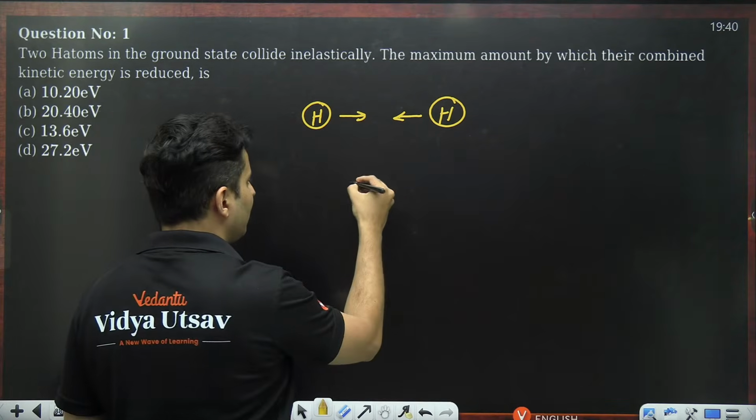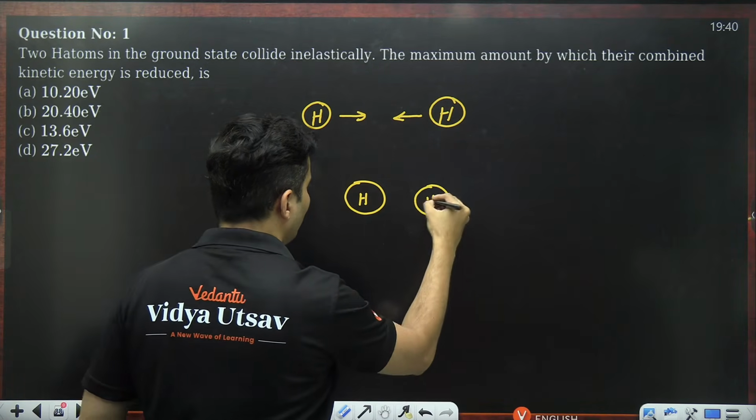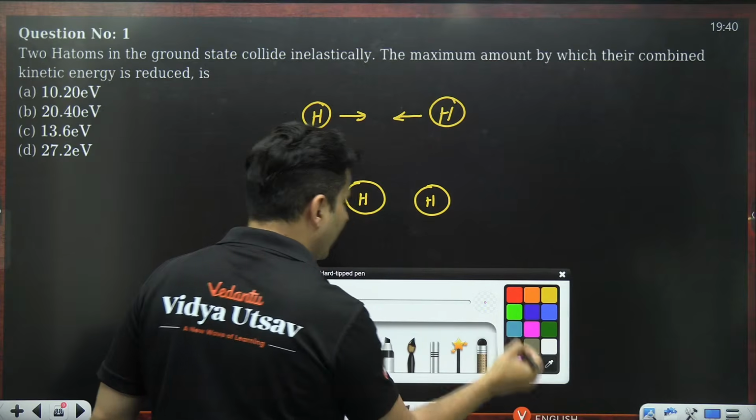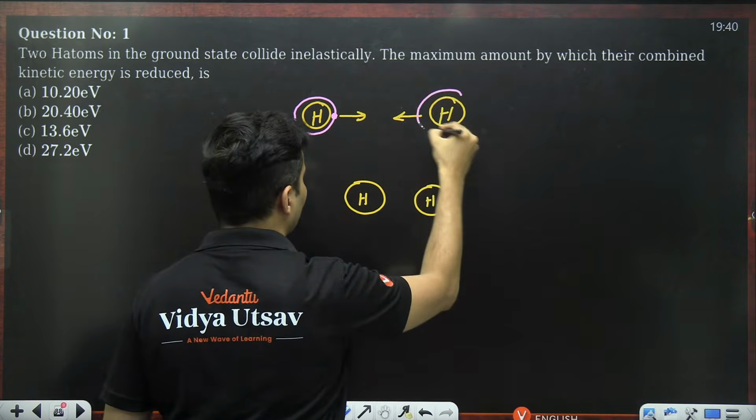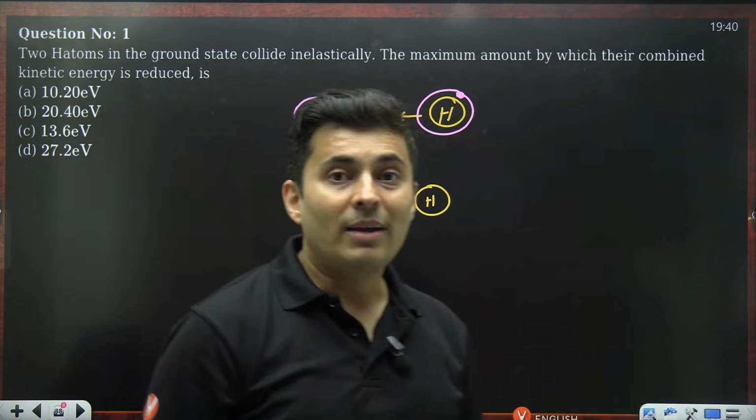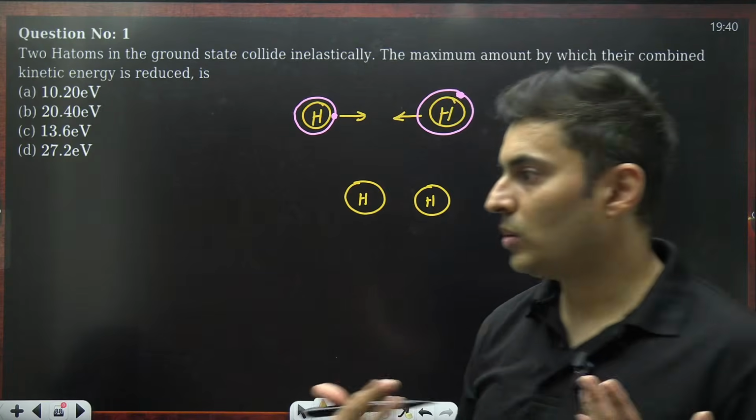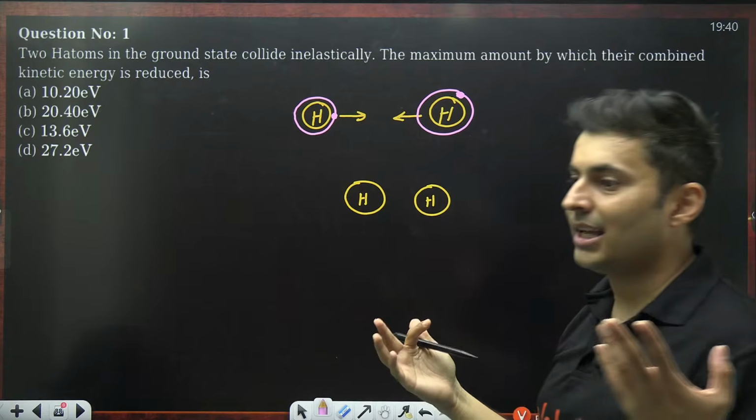If they have to lose maximum energy, what does that mean? These hydrogen atoms would have had one electron which is revolving around them, right? Now, they have to emit light so that the collision becomes inelastic.